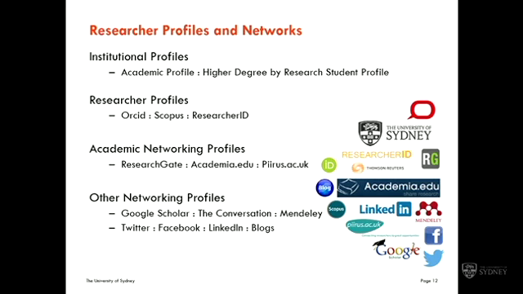So at an institutional level, the university offers academic profiles as well as higher degree by research student profiles. There are also specific publisher profiles. So these are Elsevier with Scopus and Thomson Reuters with Web of Science. So you can manually register for a researcher ID. However, you need to have published in a journal that's indexed by Scopus to get a Scopus ID.